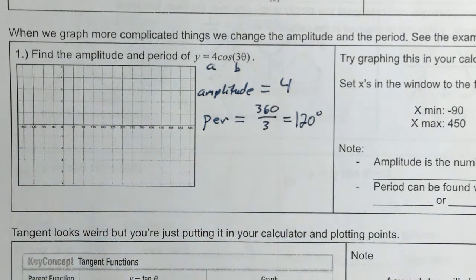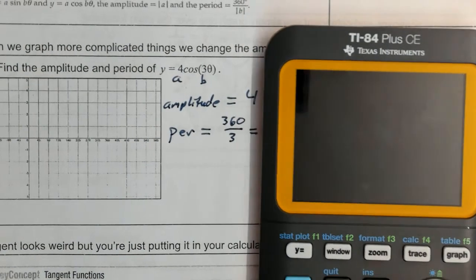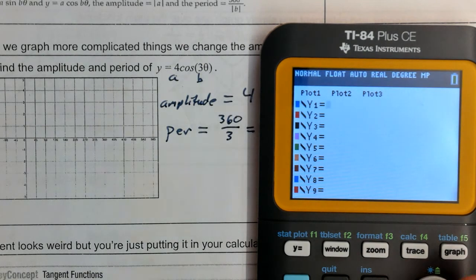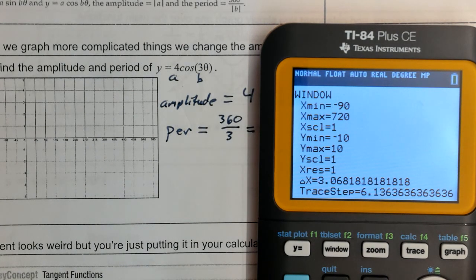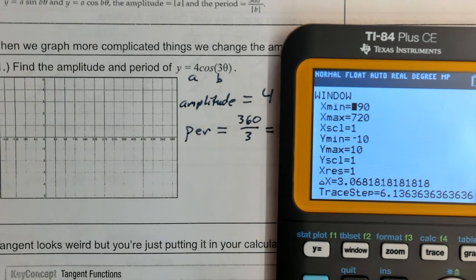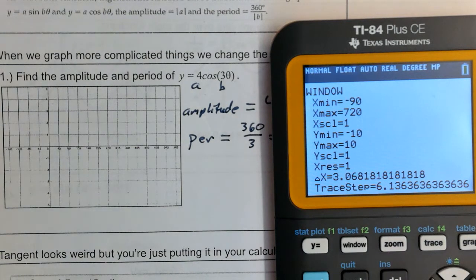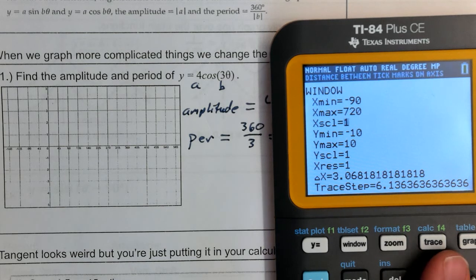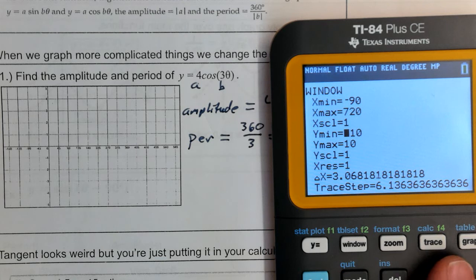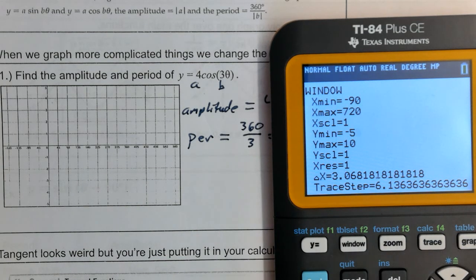Now, I want to show you how to do this in your calculator. If you are using a TI-84, TI-83, whatever, first take a second to set your window max and min to whatever you've got in the graph. As a good rule of thumb, -90 to 720 is a good setting for the x's, because remember, we're thinking in terms of degrees along the x-axis. For the y's, -10 to 10 is usually a little bit too high. It depends on what the curve is, so you can always tweak that. I'm going to switch it to -5 to 5 to match the graph that's given here.